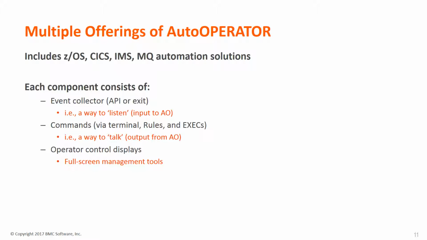AutoOperator has multiple offerings, including solutions for z/OS, CICS, IMS, and MQ. Each of the solutions consists of an event collector, or a way to collect data into AutoOperator, a way to issue commands, whether they're coming from rules, execs, or from the AutoOperator terminal session, and they will also provide you with an operator control display so that you can take actions against resources in that specific area.